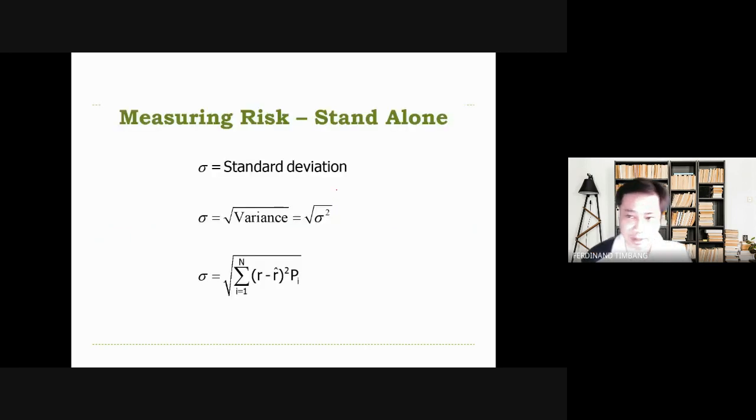Okay, so let's have the measurement of standard deviation using the standalone. Sa book ni Jordan, actually, he did not include the standalone. Ang pinakita niya lang yung historical return, to compute for the standard deviation using the historical return. So idinagdag ko lang itong part na to. The formula is that the standard deviation is equivalent to the square root of the return minus the mean return squared times the probability.